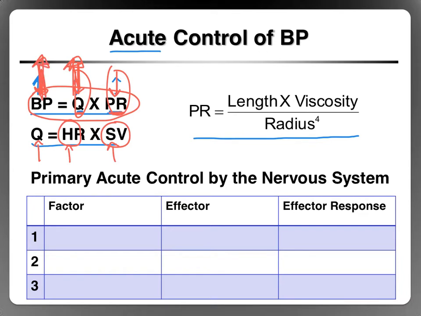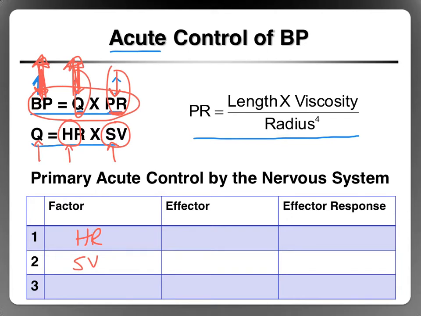So heart rate and stroke volume affect cardiac output. Cardiac output affects blood pressure. So those are two ways that we can change blood pressure on an acute basis. We can change heart rate, we can change stroke volume. Both of those things are going to have an effect on blood pressure.